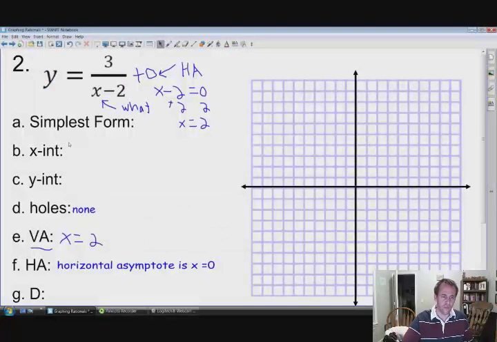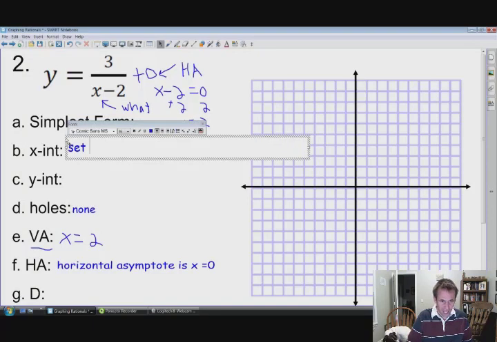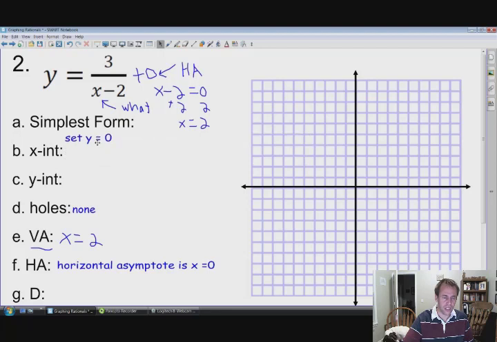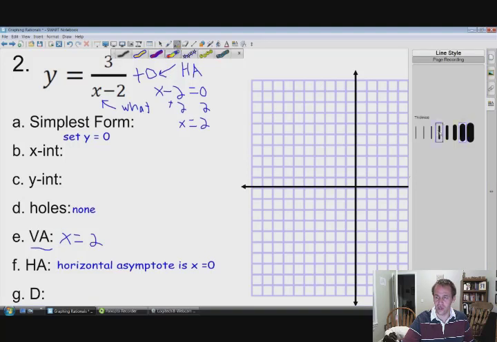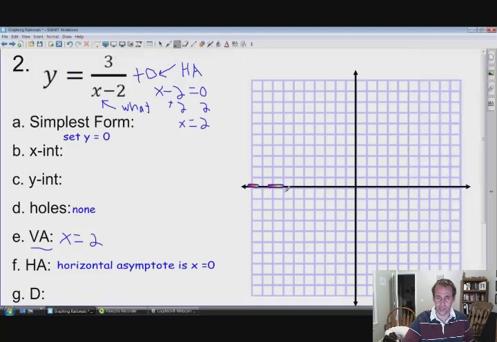Okay. For the x-intercept and y-intercept, do you remember what we do there? We're going to set the opposite. So set y equal to 0. For the x-intercept, we already know the horizontal asymptote is at 0, don't we? So that means, let's graph that. If the horizontal asymptote is at 0, then it's never going to touch the x-axis, or in other words, it's never going to touch the x-intercept. So for the x-intercept, we'd say none for this particular one.